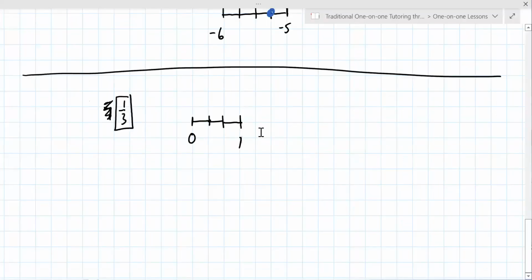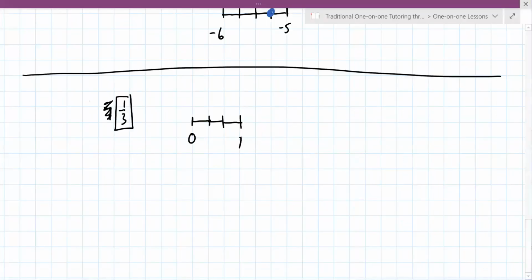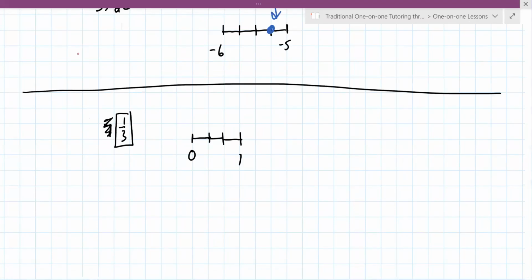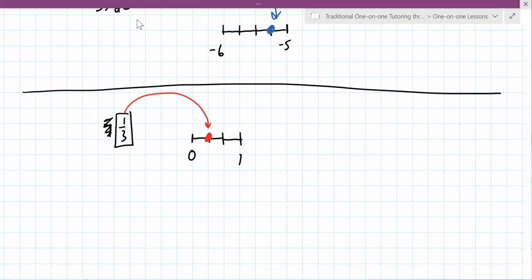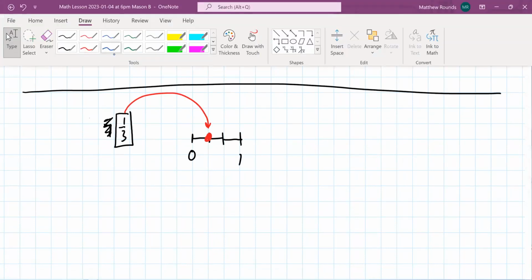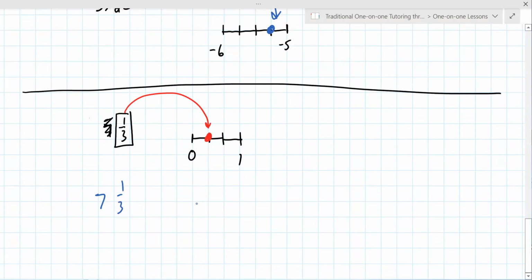Okay. So 1/3 isn't too bad. It's right here. Okay. Do you agree with that? Yep. Well, 7 1/3 means you're just starting at 7 and then you're going to 8 at the end. Yeah, that's okay. That's what I was thinking.